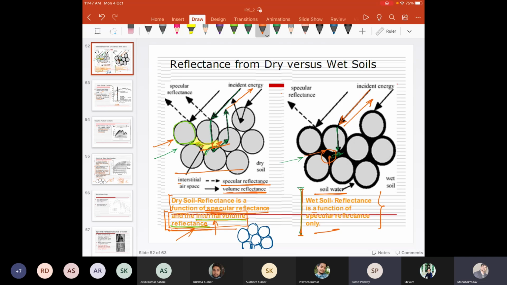If you see this example, there are two cases with the same particle size. In the second one, in place of air there is water because it is a wet soil, while in the first case the void is filled with air. In this case, the dry soil reflectance depends on specular reflectance from the surface itself as well as internal volume reflectance within the bulk. When the size is small, the specular reflectance from the surface will dominate.